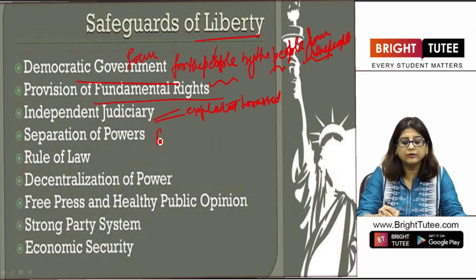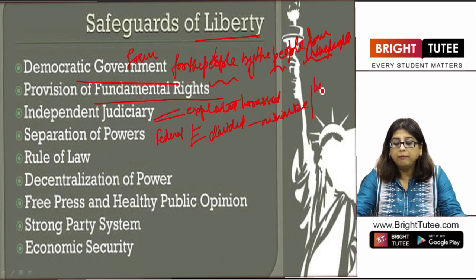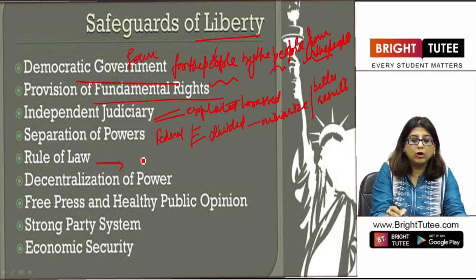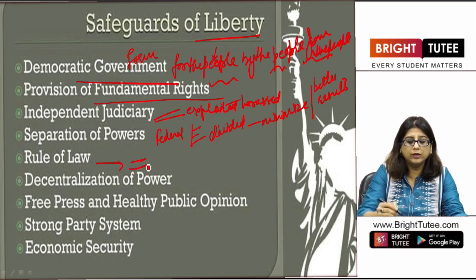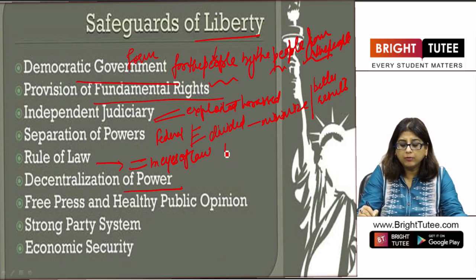Separation of powers, that is, your country is federal, powers are being divided, and these powers are divided to minimize the burdens and for better results of administration. Then rule of law, that means all are equal in the eyes of law. Decentralization of power, that means from upper level to lower one, right? When the powers are divided from upper to lower.